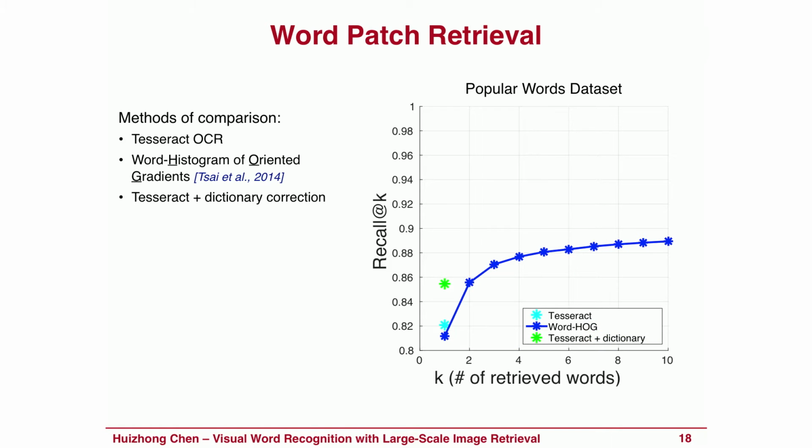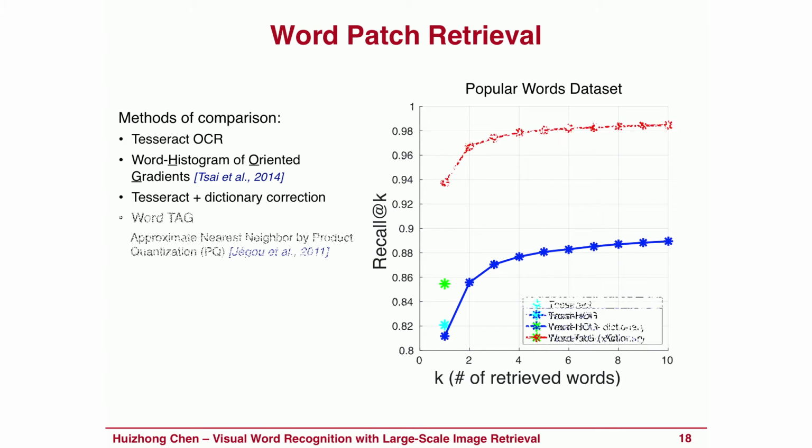Since we use an English dictionary for word patch retrieval, for the sake of fair evaluation, we apply a dictionary lookup on the Tesseract output. This improves Tesseract by a few percent. We now perform approximate nearest neighbor search using my proposed word tag descriptor. As illustrated in the figure, word tag significantly outperforms the other text recognition approaches. At top 1 word recognition, we achieve a performance gain of more than 8%.